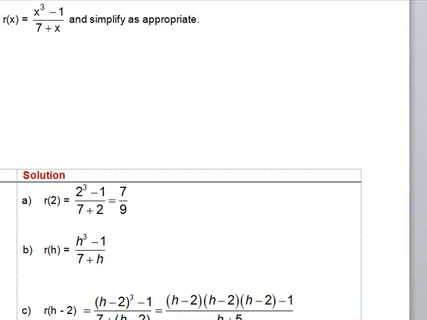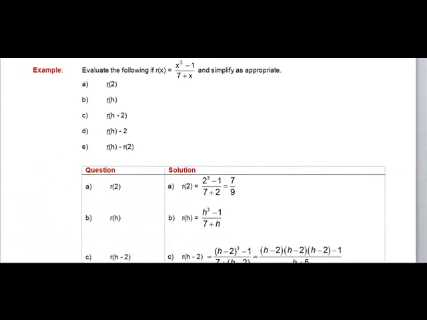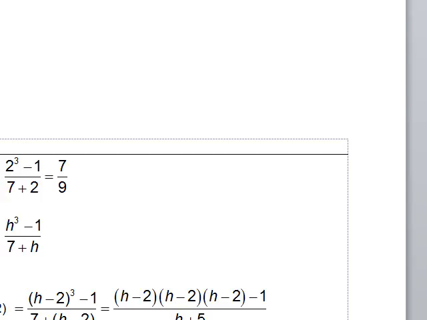Second one, r at h. Well, r at h, again, we substitute in h every place we see the variable. So instead of x, we put h. So that gives us h cubed minus 1 over 7 plus h. There might be some factoring we can do, but I'm going to tell you quite frankly, it's not going to result in any form of a simplification, so let's just leave it as it is.